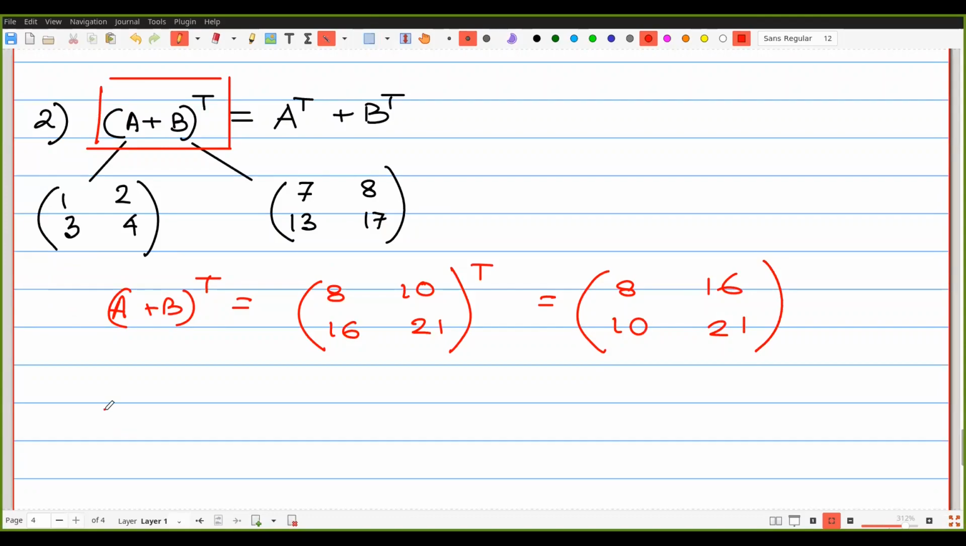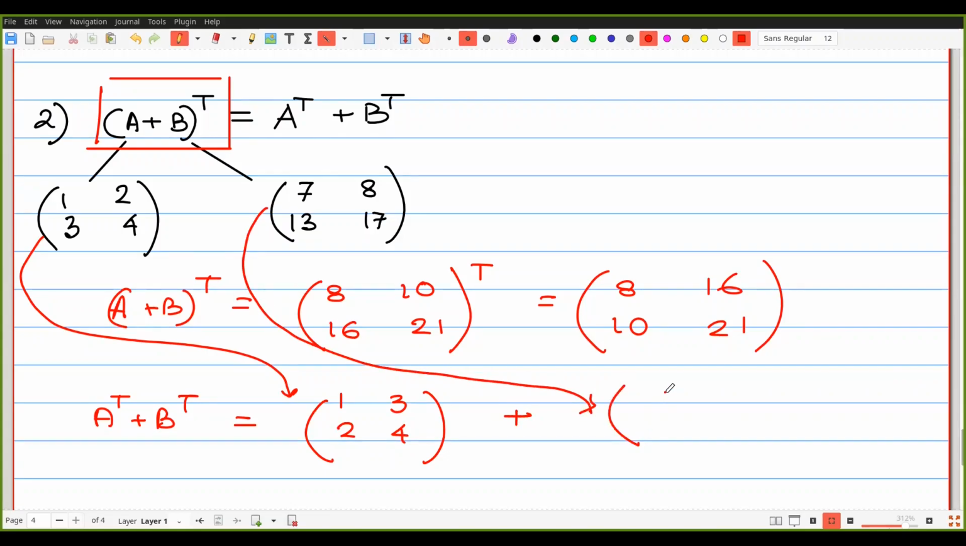So that is the left hand side. Then A transpose plus B transpose. So A transpose is equal to 1, 3, 2, 4 plus the B transpose.